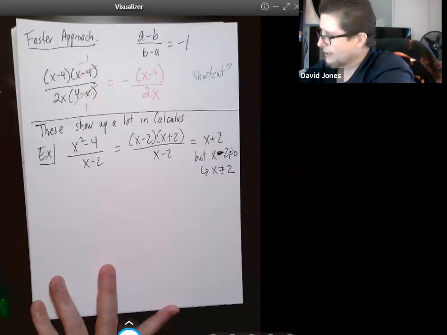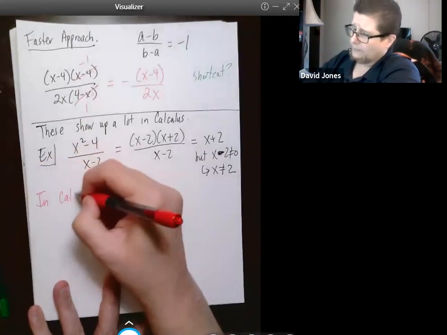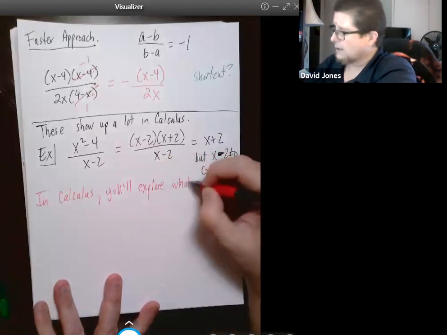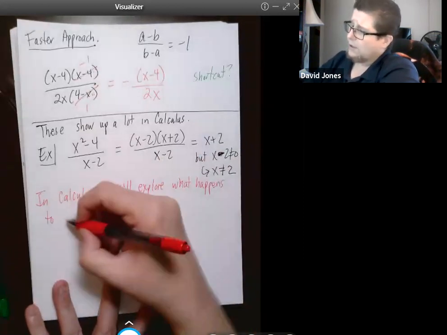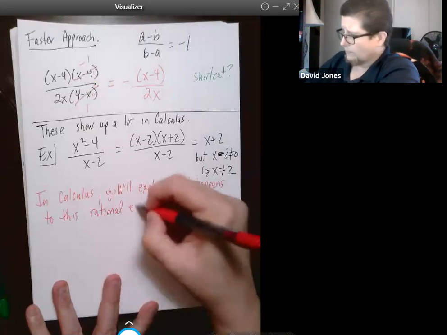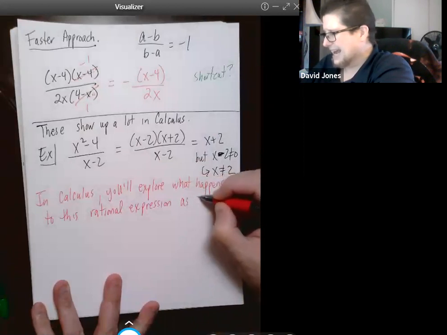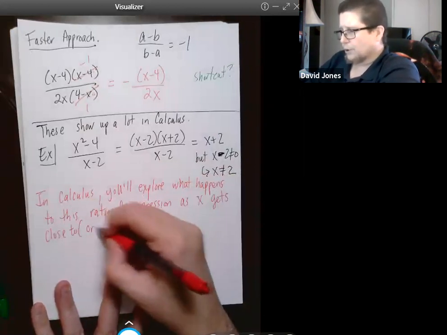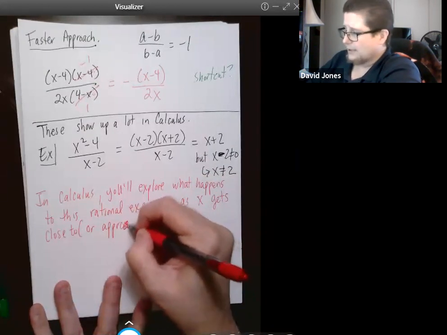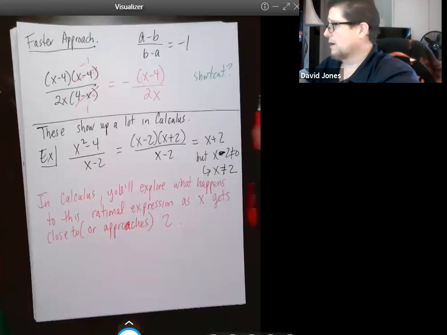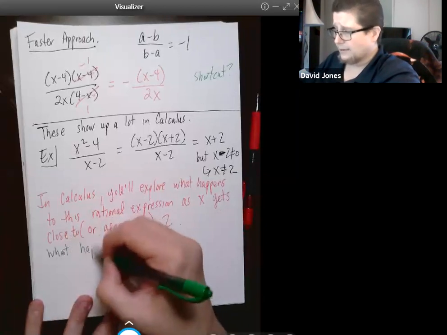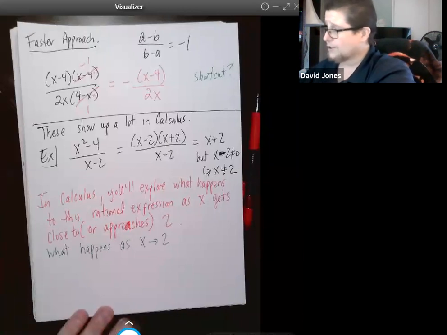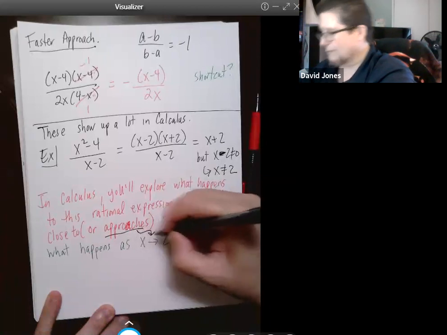And then what we'll do in calculus, you'll explore what happens to this ratio or to this rational expression as x gets close to, or approaches, that's the word they like to use, x approaches 2. So what happens, and they often do it like this, as x, and they'll do an arrow for approaches, x approaches 2. So like this, that's what that arrow means, x approaches 2.